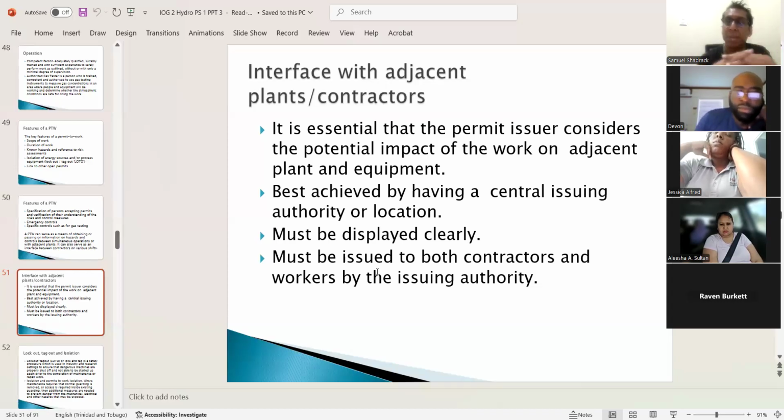So anything like adjacent work, right? A copy of that must be given to the adjacent contractor. Yes, Devon? So it's like the return to service on the permit to work system.